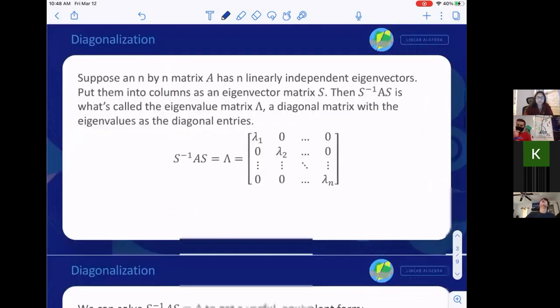Okay, so say we had this n by n matrix. We need n linearly independent eigenvectors in order to diagonalize a matrix, because we're going to need an inverse for the eigenvector matrix. So we'll put a bunch of eigenvectors into a matrix. We call that S. It needs an inverse, which means they need to be independent. So we'll need to have found independent ones.